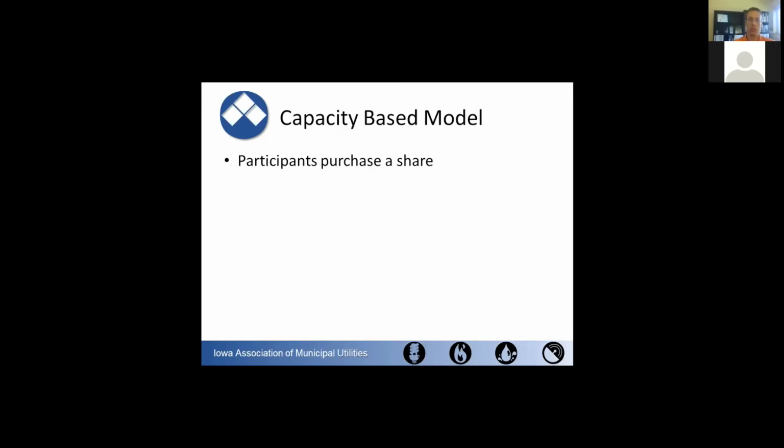So in the capacity-based model, which seems to be what is currently popular in Iowa with the projects that are being built, the participants purchase a share in the project up front. They put a payment down up front that goes to help construct the project, and in return they receive a share of that project. That share may be a single panel, it may be part of a panel, but they get a proportion of that entire system that's being built.